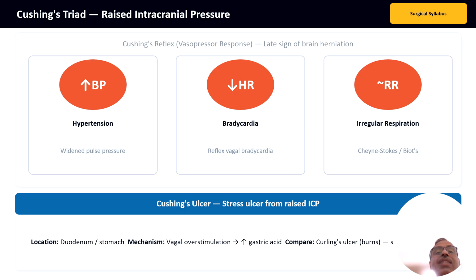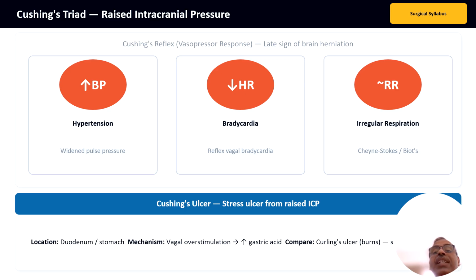Then Cushing's ulcers are different, which are nothing but stress ulcers which occur in a setting of raised intracranial pressure. In a patient who has raised intracranial pressure, these patients are at risk of development of multiple gastric ulcers, and these are known as Cushing's ulcers. The classical location is in the duodenum and stomach, and the mechanism of development of Cushing's ulcer is basically vagus nerve overstimulation, which leads to increased gastric acid.